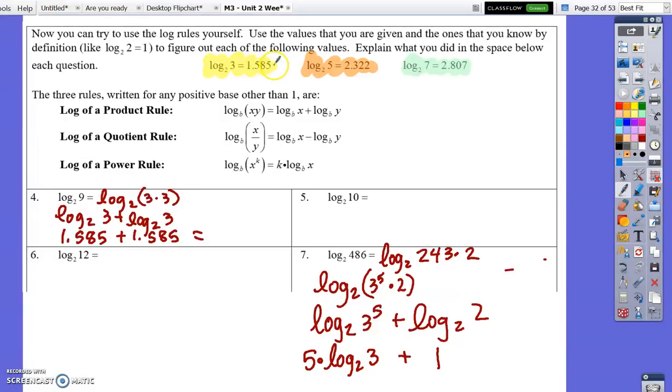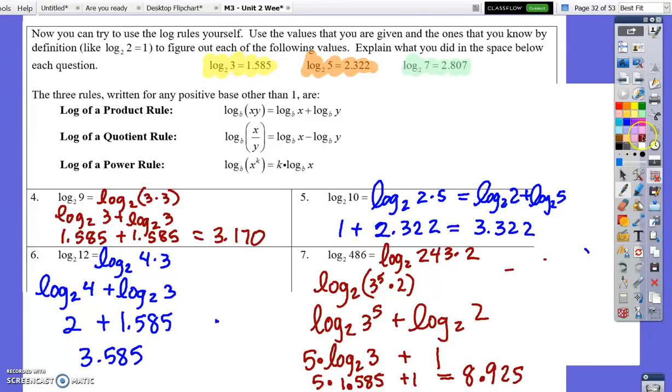And then I would plug this yellow number in here and times it by 5. So 5 times 1.585 plus 1. And again, I'd grab my calculator to figure out that answer. So go ahead and again, pause the video, figure out 5 and 6, and I'll have answers for you in just a minute with calculators being manipulated.